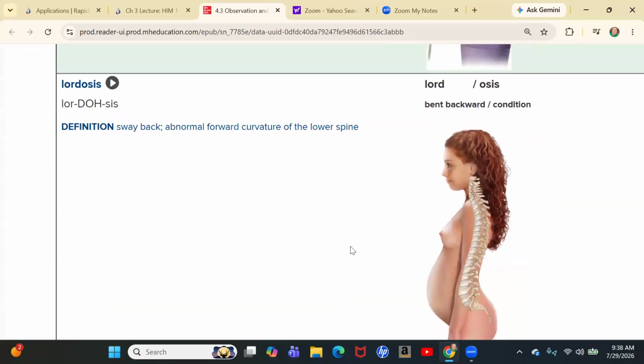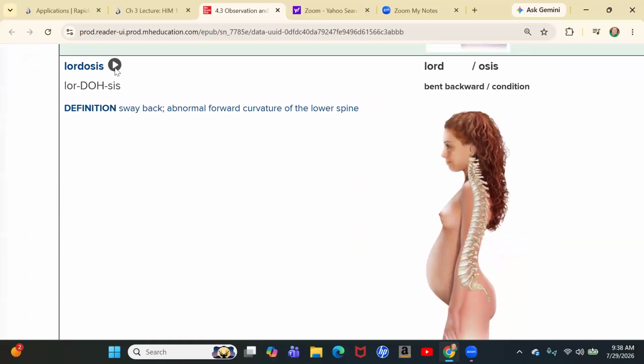The next one here we have lordosis, okay, known as sway back or bent back, and this affects the lumbar vertebrae. So the way I remember it is L for lumbar, L for lordo.